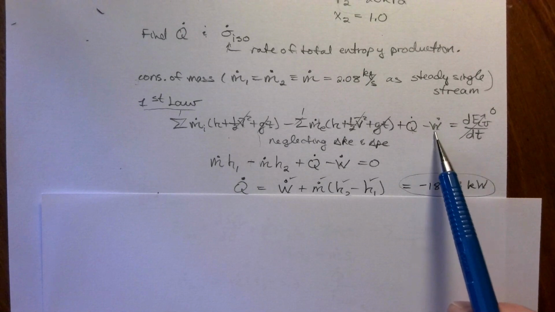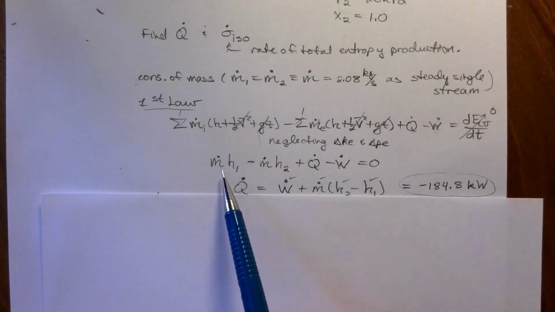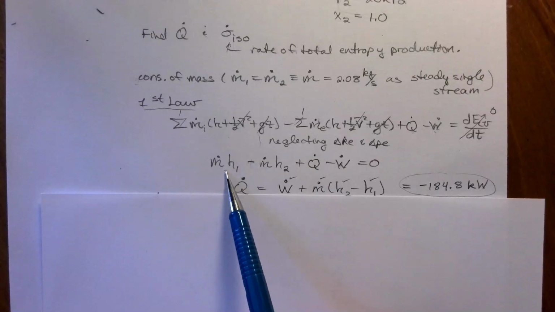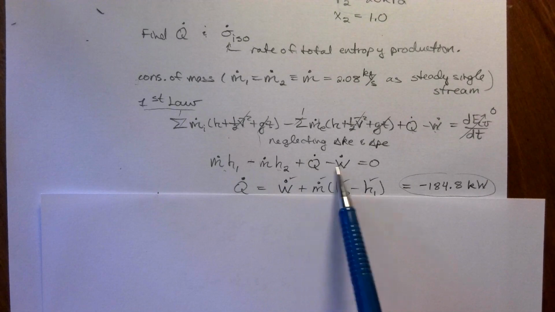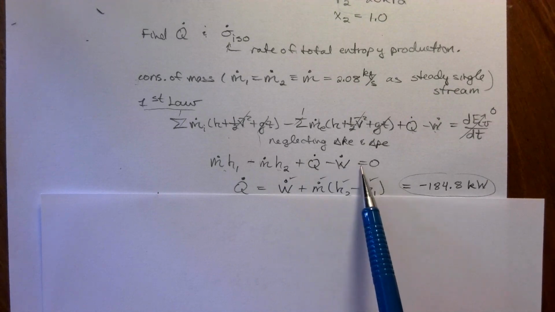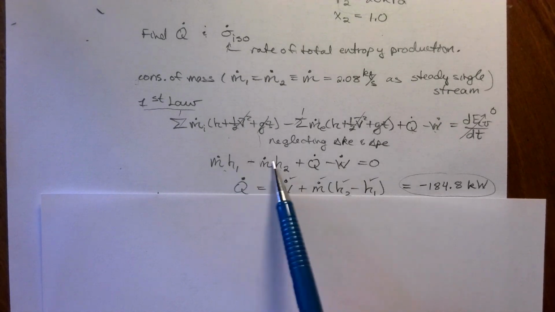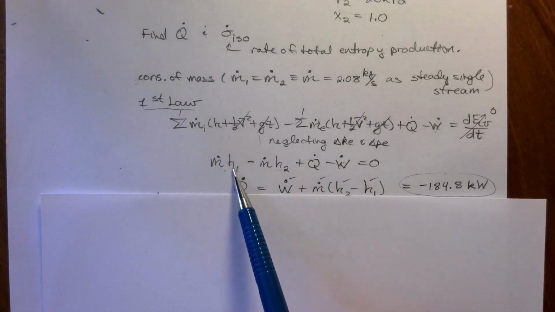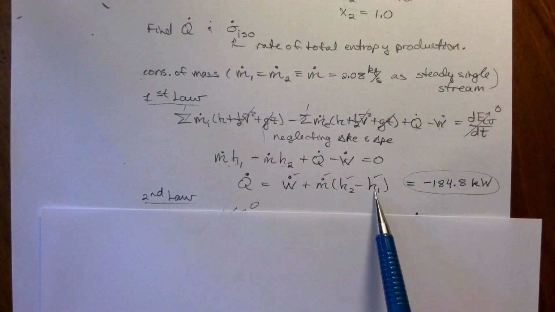They're asking for Q and they're giving us the W dot. It's steady state, so the right hand side is gone. So this is all we're left with. M dot H1 coming in, M dot H2 is leaving, so there's a minus, plus Q minus W dot. Solve this for Q, so we'll do the algebra. Take W dot and these two to the other side. So this H1 minus H2, when I take it to the other side, becomes H2 minus H1.